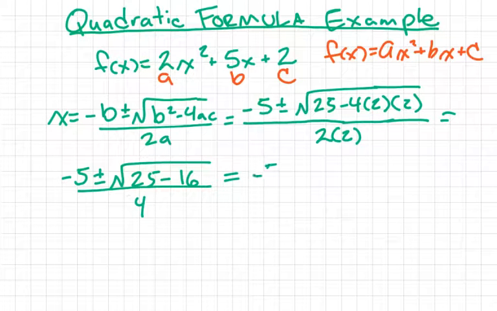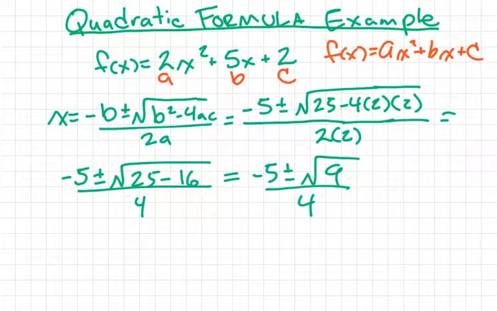Okay, so now we have negative 5 plus or minus the square root. 25 minus 16 is 9. Over 4. All right. So now, actually, that's very nice. This is going to give us the square root of 9, which is 3, over 4. This is going to give me two rational solutions.